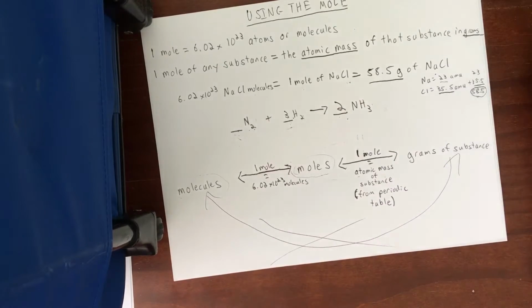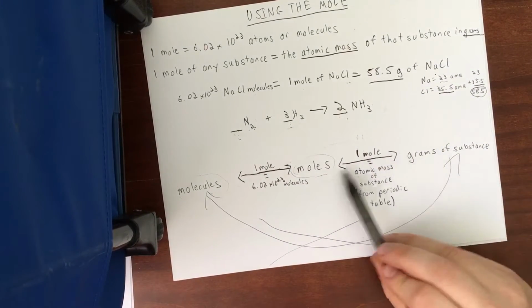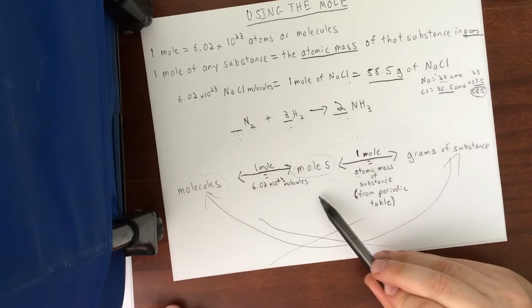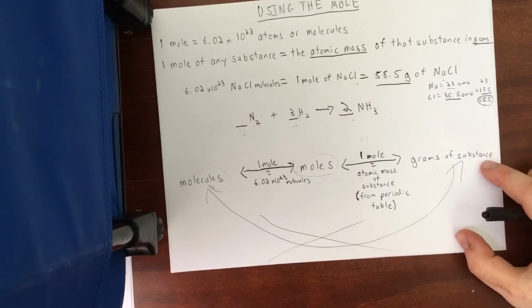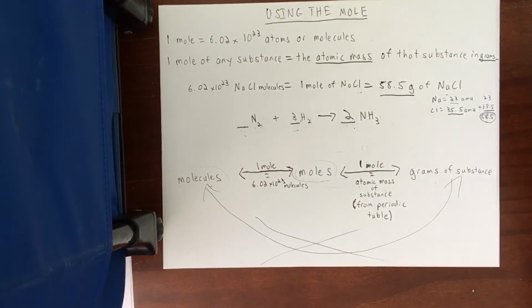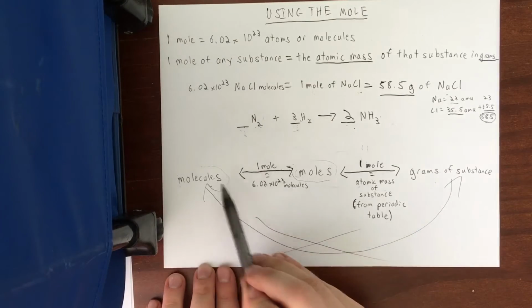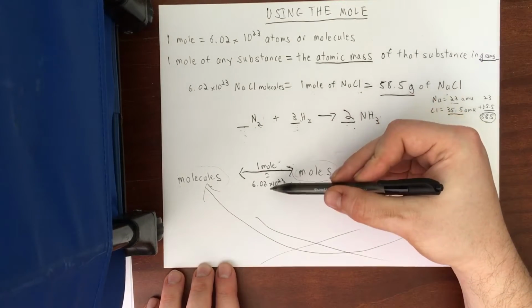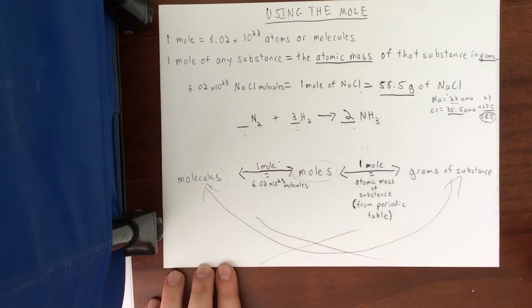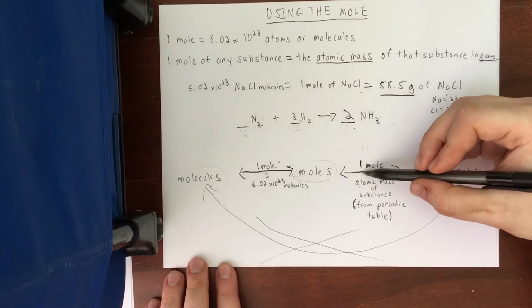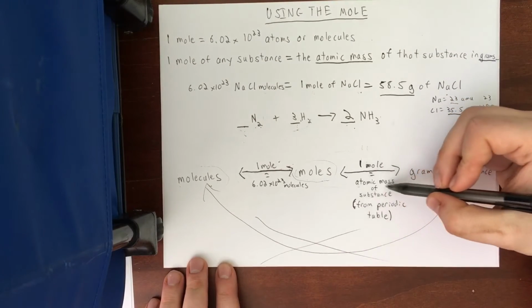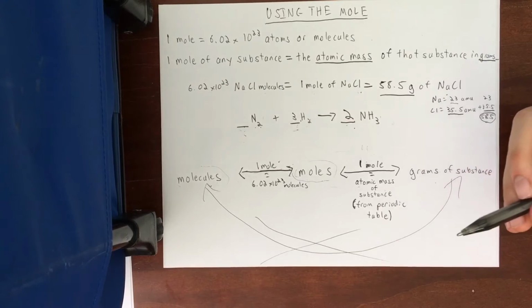So what we do is we have a conversion factor between moles and molecules and between moles and grams of a substance, and we will use that and our dimensional analysis skills that we built at the beginning of the year in order to convert. The conversion factor between moles and molecules is simple. We know that 1 mole of any substance is equal to 6.02 times 10 to the 23rd molecules. And between moles and grams of a substance is equally simple. We know that 1 mole of any substance is equal to the atomic mass of that substance that we can figure out from the periodic table.